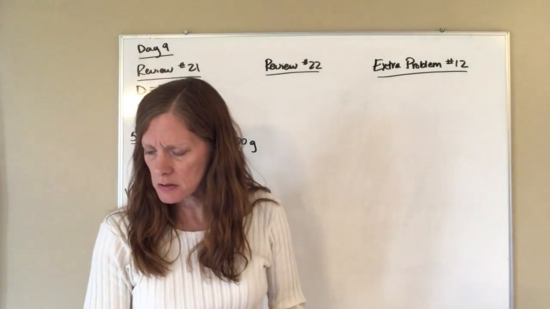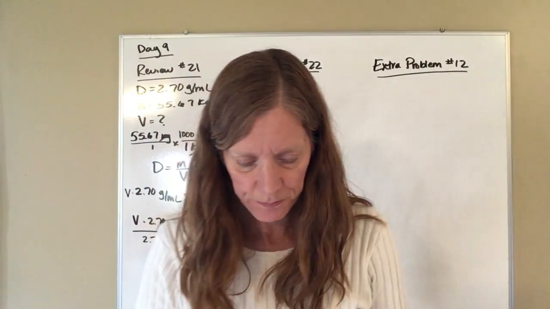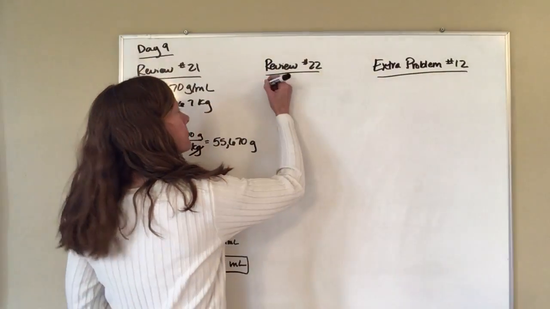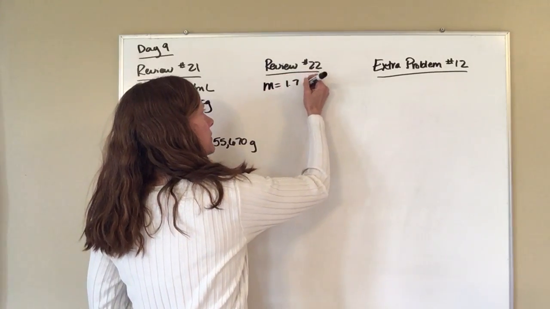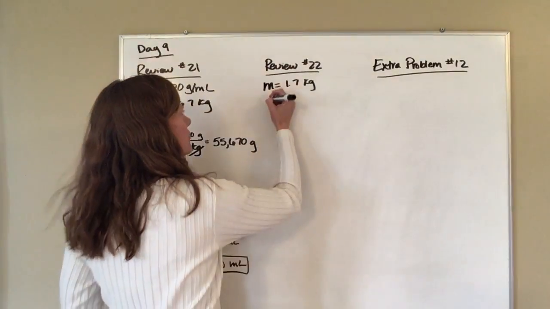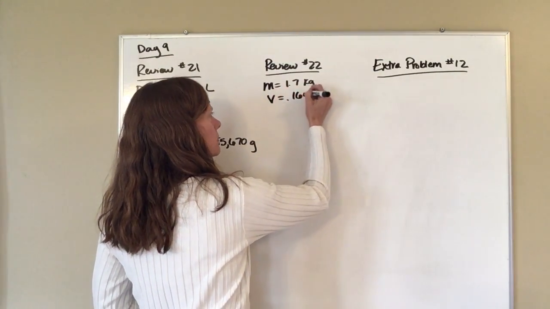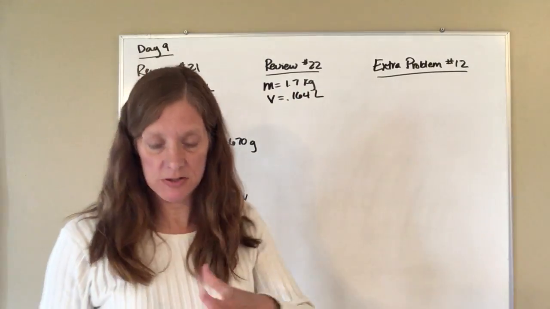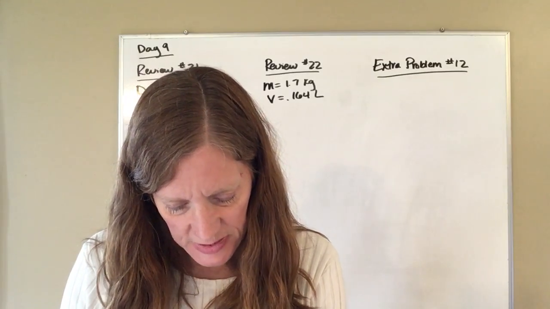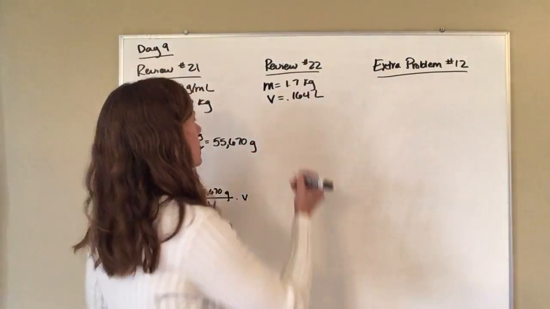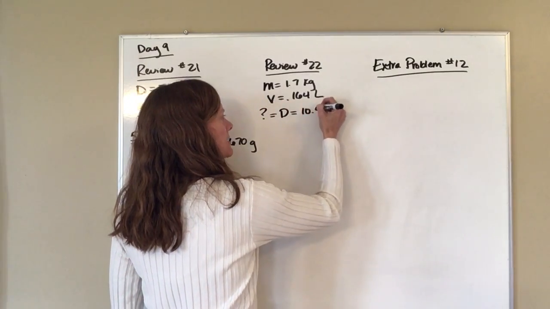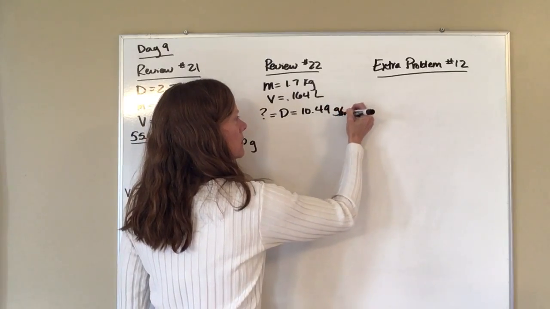All right, now we're going to look at review problem number 22. A sample of what looks like silver has a mass of 1.7 kilograms and a volume of 0.164 liters. Notice I'm kind of writing things down as I'm reading the problem through. Is it really silver? The density of silver is 10.49 grams per milliliter.